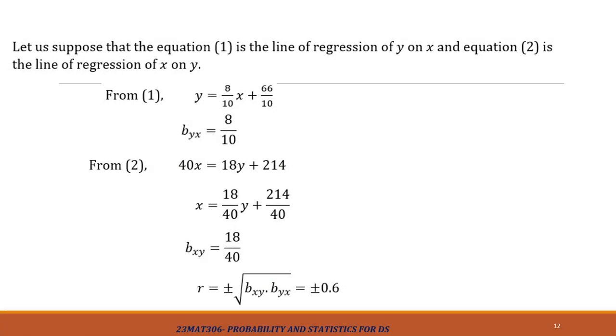Next, we have to find the line equation. So one equation is given, we have to write it in terms of y on x. In that, byx means this coefficient, 8 by 10. Likewise, we have to modify the second equation in terms of x on y, and the coefficient of y is bxy. So finally, we calculate the correlation coefficient, which is equal to the square root of byx times bxy.